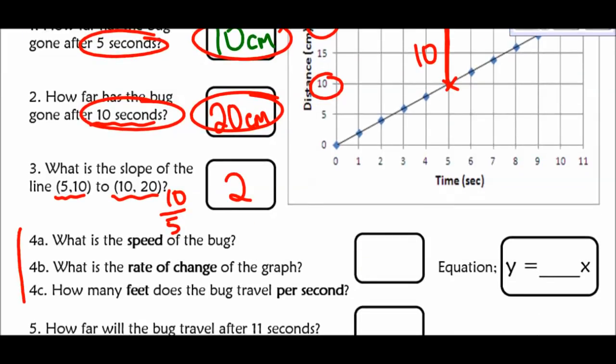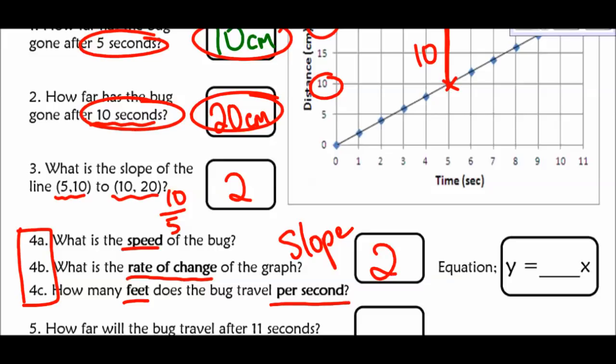All 3 of these questions are asking the exact same thing. What is the speed of the bug? What is the rate of change of the graph? And how many feet per second does the bug travel? All 3 of those are the same thing, and they're all just synonyms for the word slope. They are all asking for slopes. It's exactly what we just found in number 3.